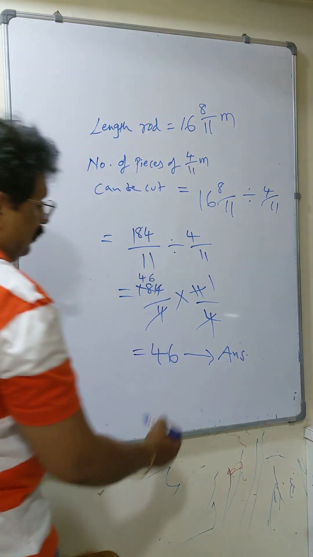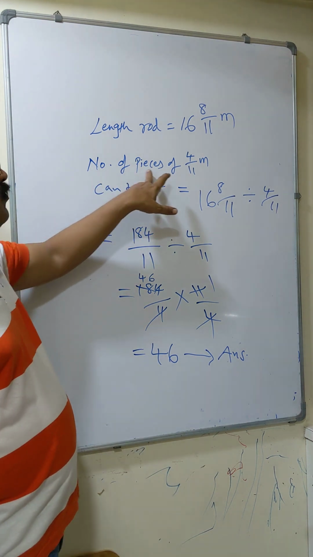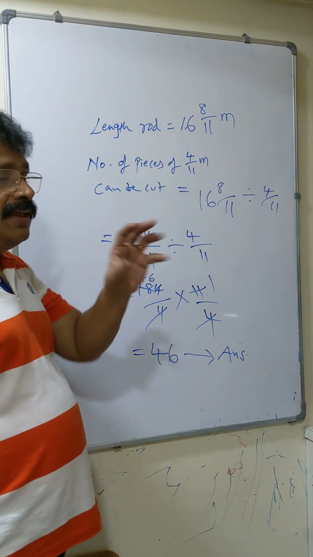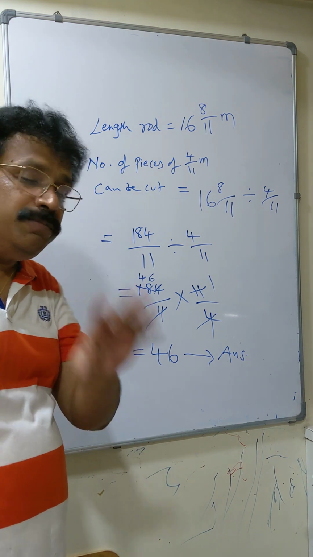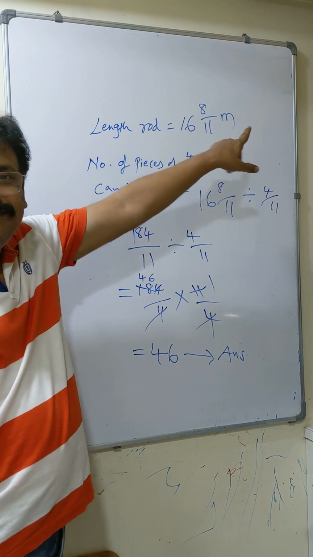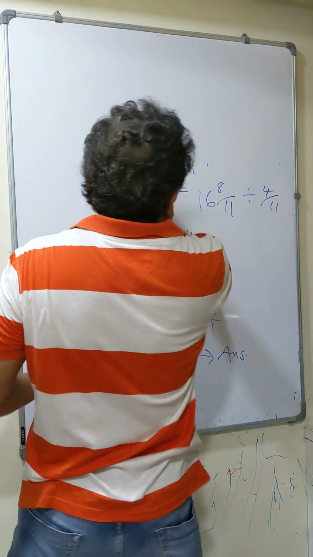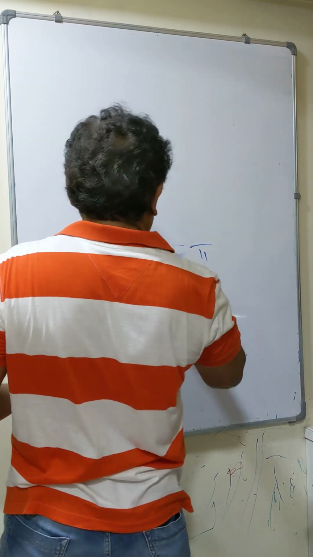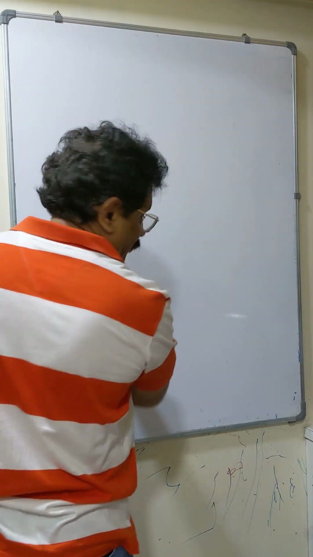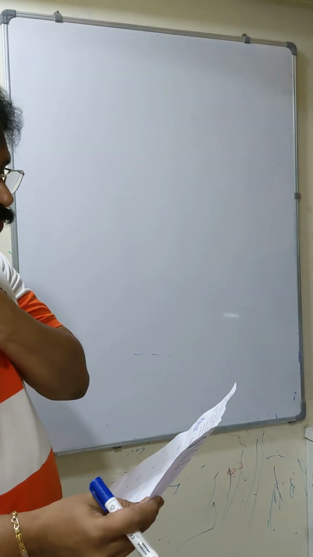Now what 46? Don't write 46 meters. They have asked you the number of pieces of 4 by 11. यानी कि 4 by 11 मीटर का 46 pieces जमाएगा, total will become 16 8 by 11 meters. Getting now? Now without wasting time, we will go for the next problem. What is the next problem?